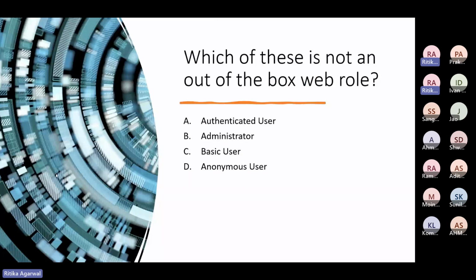Okay, second question. Which of these is not an out-of-the-box web role? Option A, authenticated user. Option B, administrator. Option C, basic user. And option D, anonymous user. This is single select.